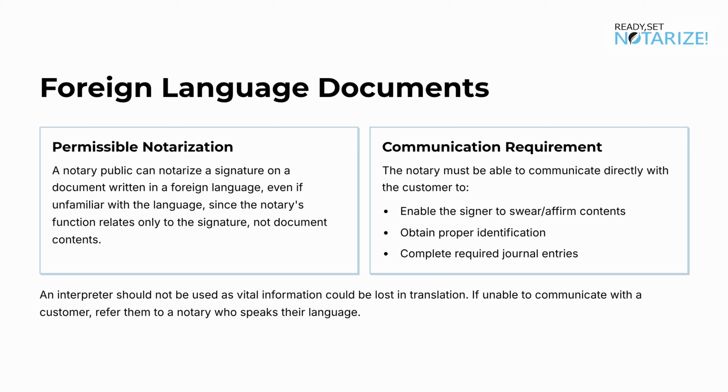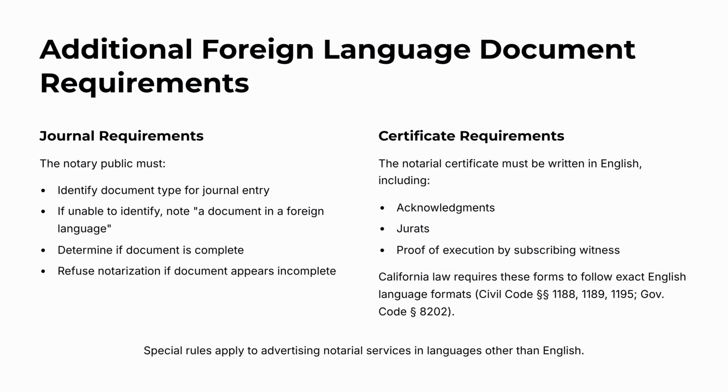An interpreter should not be used because vital information could be lost in the translation. If a notary public is unable to communicate with a customer, the customer should be referred to a notary public who speaks the customer's language. See generally California Civil Code, Sections 1189 and 1195. California Government Code Sections 8202, 8205, and 8206.